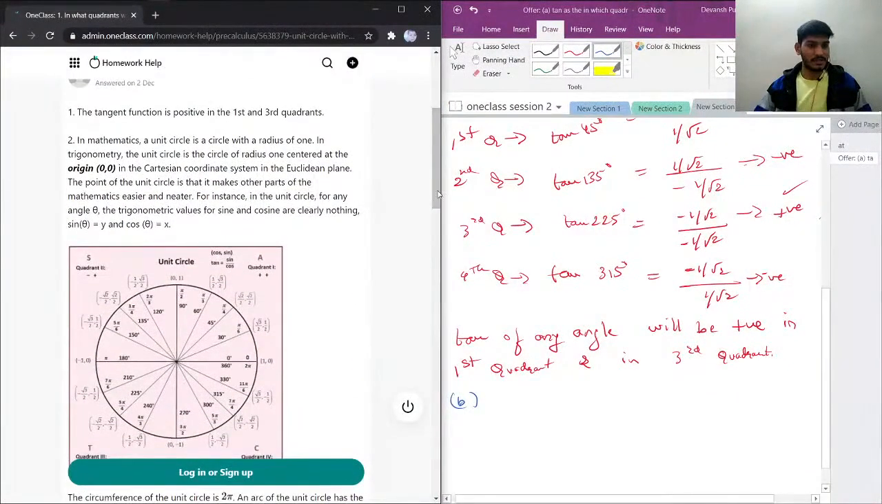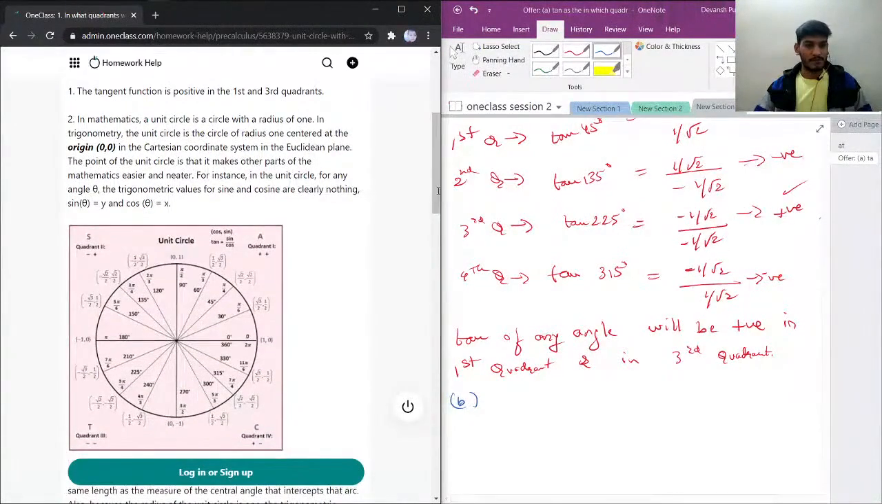The tangent function is positive in the first and third quadrants. And for the unit circle, in mathematics a unit circle is a circle with a radius of 1. In trigonometry, the unit circle is the circle of radius 1 centered at the origin (0, 0). In the Cartesian coordinate system, in the Euclidean plane, the point of the unit circle is that it makes other parts of the mathematics easier and neater.